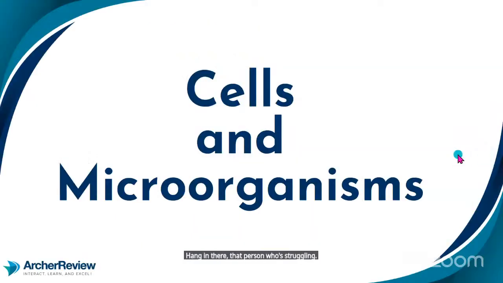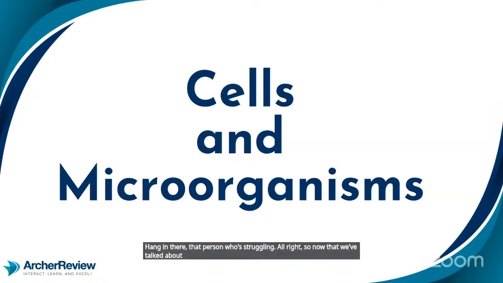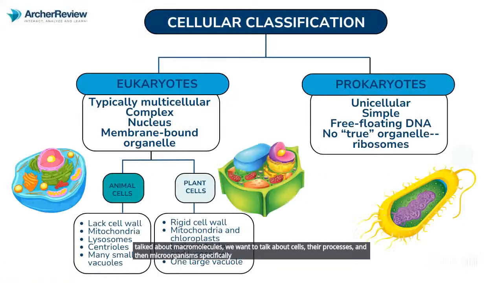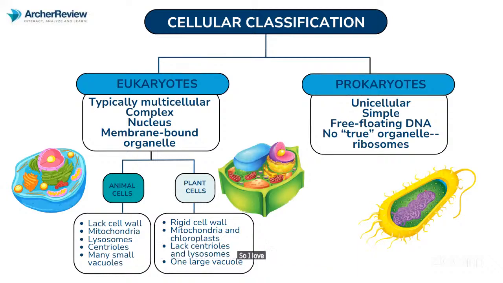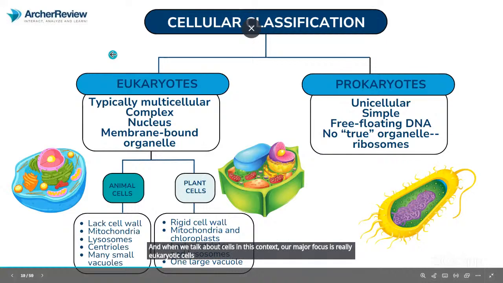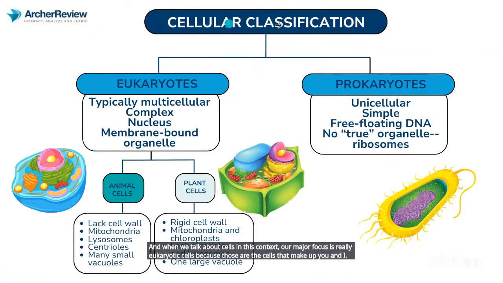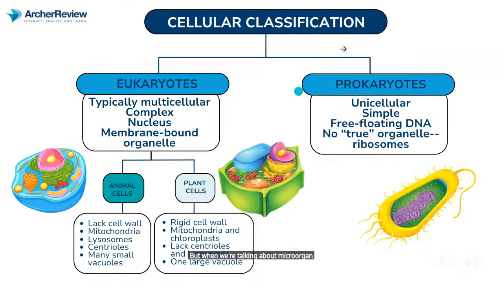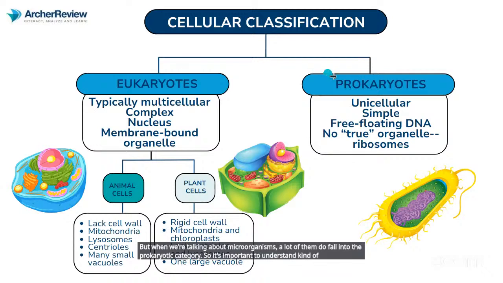All right, so now that we've talked about macromolecules, we want to talk about cells, their processes, and then microorganisms, specifically focusing on pathogens. I love this visual here. I think this really gives us a full view of what we think about when we talk about cells. When we talk about cells in this context, our major focus is really eukaryotic cells because those are the cells that make up you and I. But when we're talking about microorganisms, a lot of them do fall into the prokaryotic category. So it's important to understand the distinction between the two.